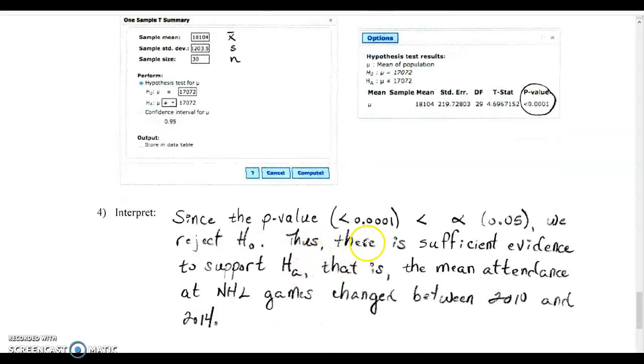So since the p-value is really small, less than 0.0001, which is less than alpha, right? Since the p-value is less than alpha, we reject H0. Thus, there is sufficient evidence to support the alternative. That is, the mean attendance at NHL games changed between 2010 and 2014.